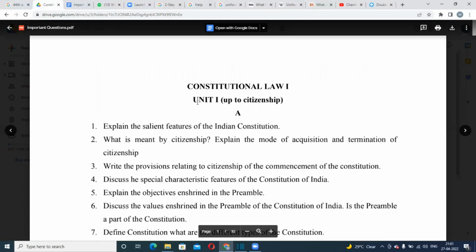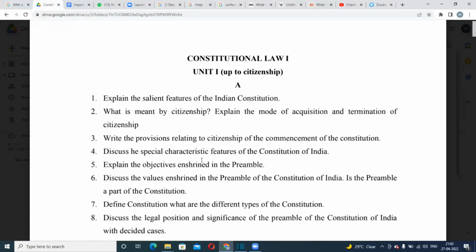So these are the questions segregated unit-wise. From first unit, these are some questions that you can prepare, and I am quite sure if you prepare all these answers, you need not worry about your exams at all. So let's see what are the questions we have.